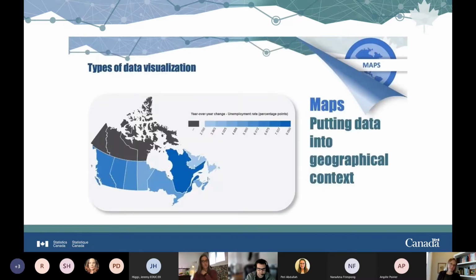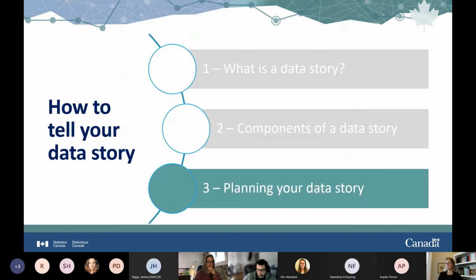Who doesn't love a map? Maps are great when you investigate things and you can put the different parts of the country in a map. So this is another type of data visualization that you can use. All right.